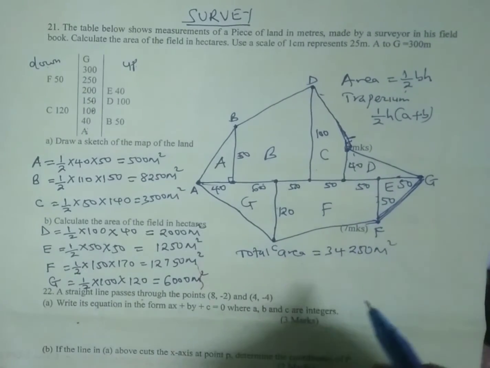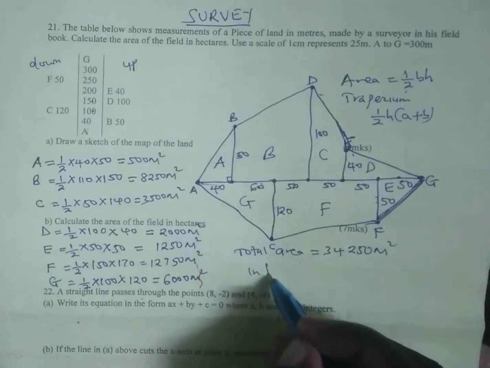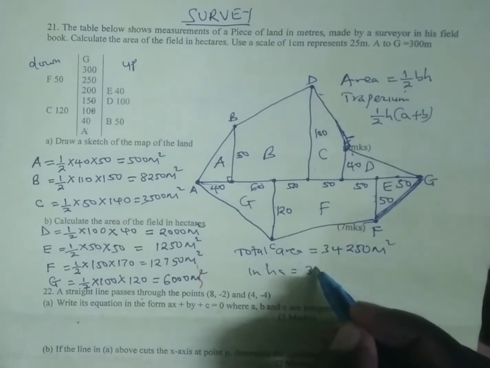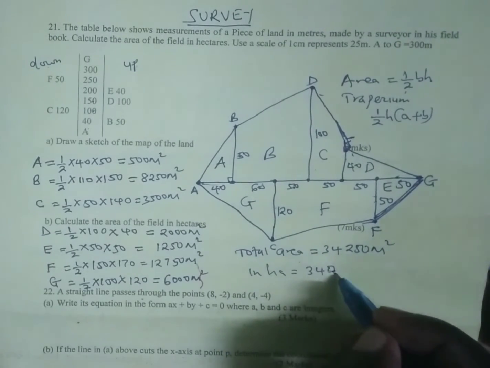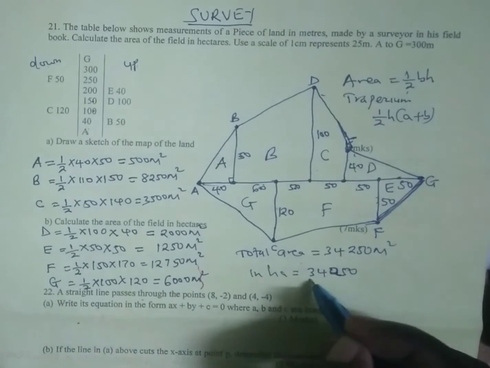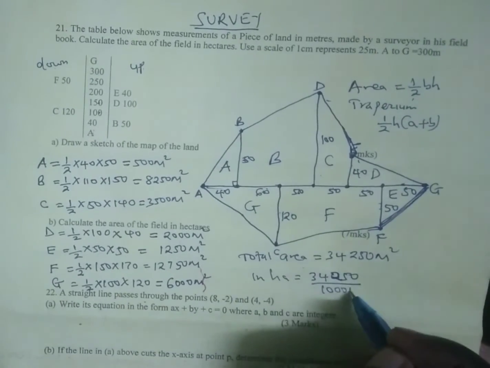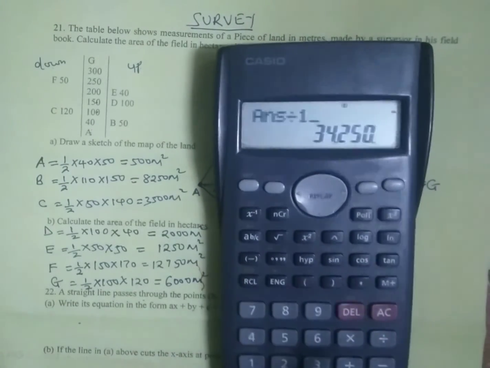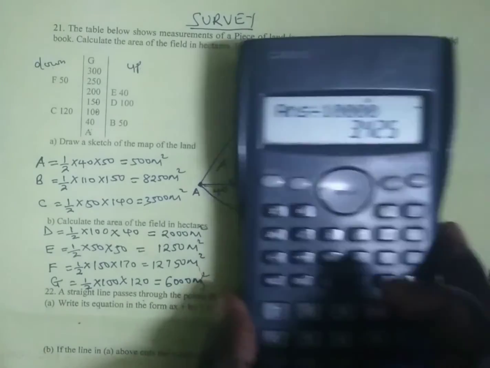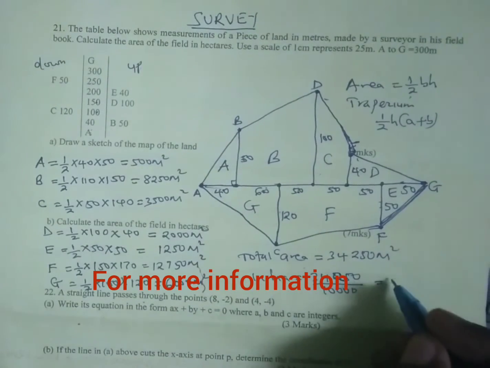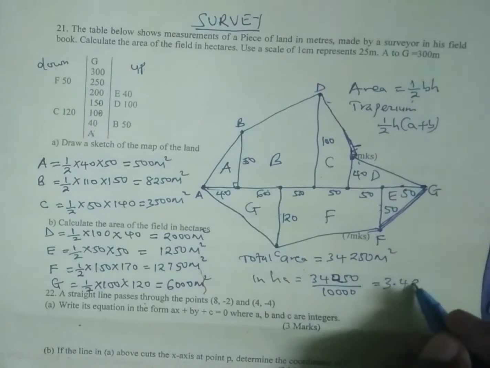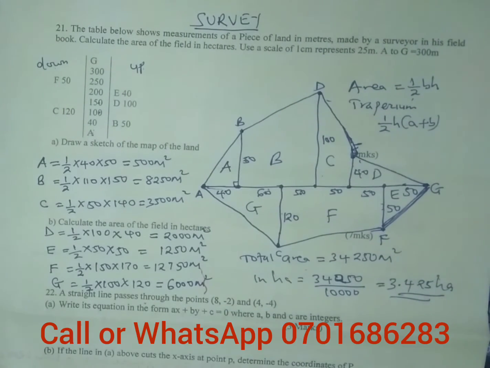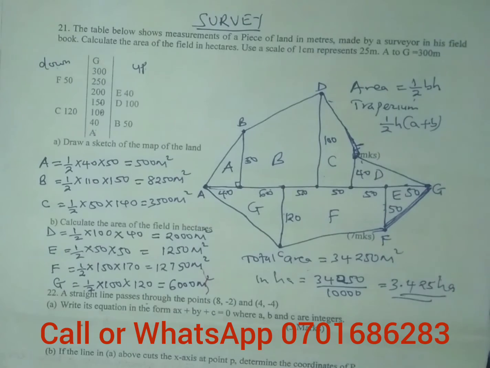34,250 meters square. But to calculate the area in hectares, we know 1 hectare is equivalent to 10,000 meters square, and therefore you take 34,250, we divide it by 10,000, and this gives us 3.425 hectares as the area of the field in hectares.